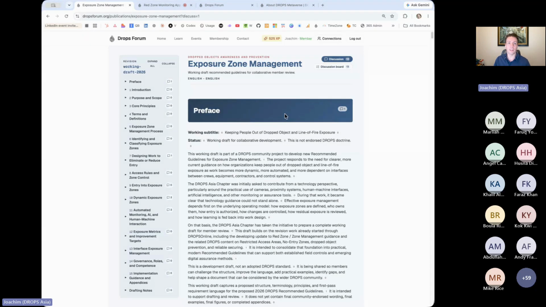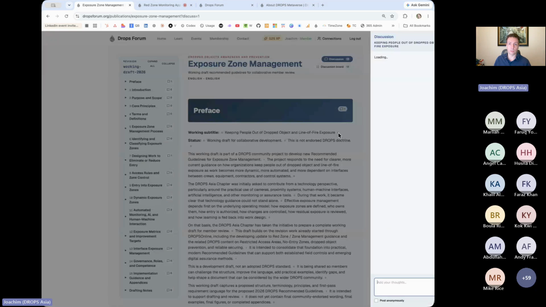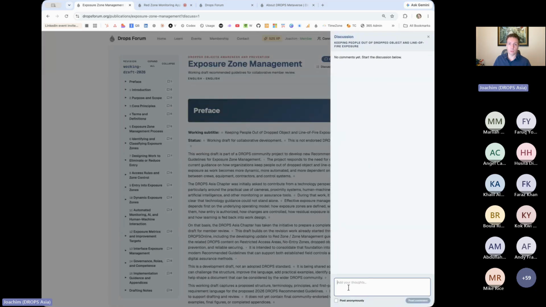It really is a draft, and it's a working document, and it's really meant for you to give your feedback and engage with. So it has a function, as mentioned, a discussion board whereby you can add your comments and make suggestions for improvements. The way to do that is you just open it up and add your comment.